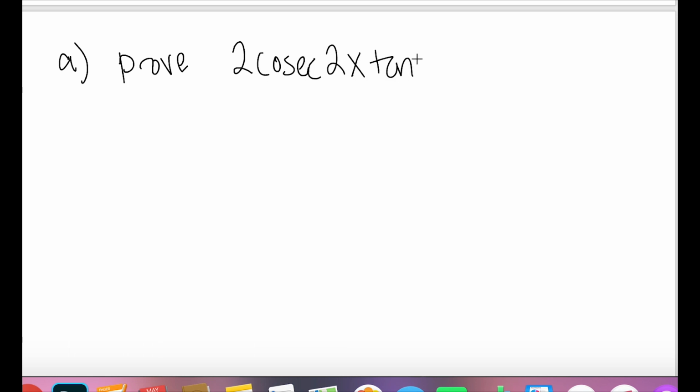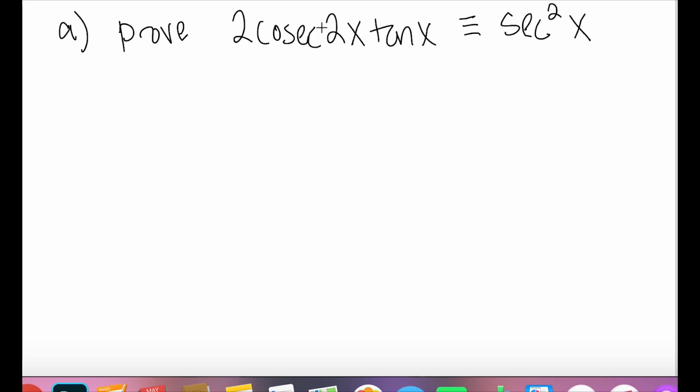Okay, a couple more examples. So these are ones where we're going to integrate proofs with our integration. So it will start by saying prove that 2 cosecant 2x times tan x is equal to secant squared x. So cosecant 2x is equal to 2 over the sine of 2x.